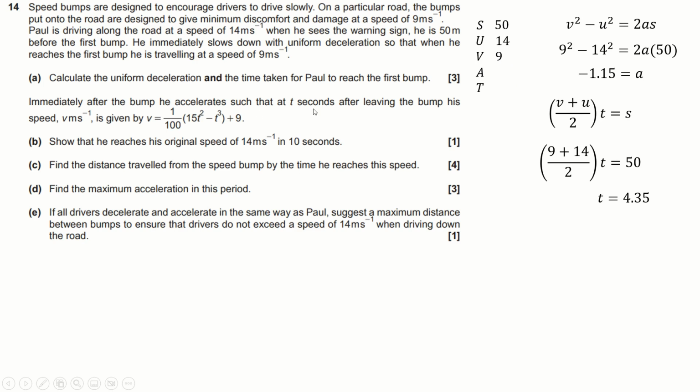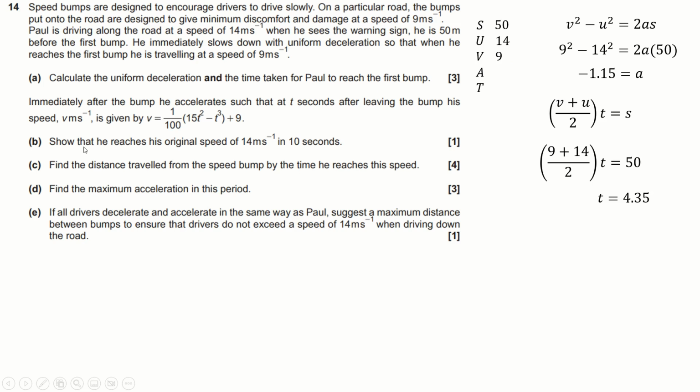Immediately after the bump, he accelerates with a variable acceleration this time. So now we're not doing SUVAT, because SUVAT only works for constant acceleration. I know this is variable acceleration because there's a system here where if you're given v in terms of time, the differential of that is the acceleration in terms of time, and the integral is the displacement.